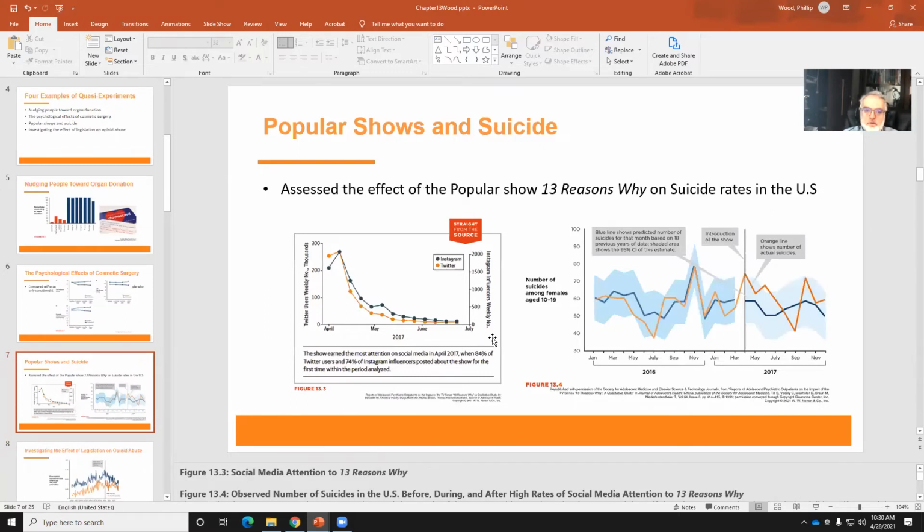And here's another one on the effect of suicide, 13 Reasons Why. That's a little bit dated now, but it was a report of a young lady talking about her depression. And this is a quasi-experiment of something called an interrupted time series. So we have on the right-hand side, the blue line is a guess as to what suicide rates should be based on previous data going on.